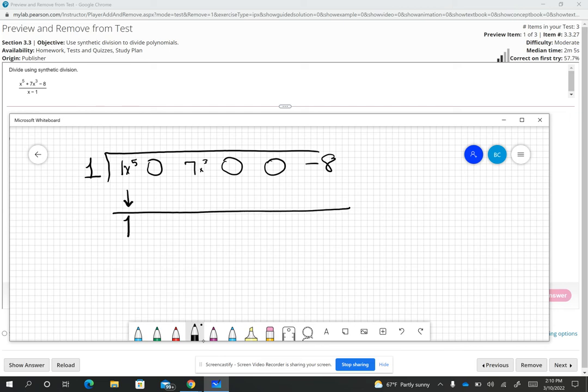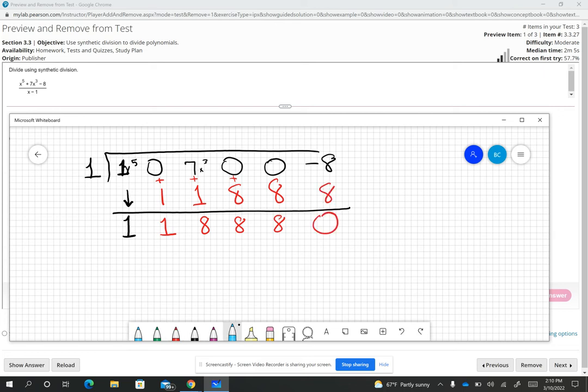We're going to bring our 1 from our coefficient there down, and then we're going to start our multiply and add sequence. So we're doing synthetic division. Multiply, 1 times 1 is 1, and then add, we get 1. 1 times 1 is 1, and add, I get 8. 1 times 8 is 8, add, I get 8. 1 times 8 is 8, I add, I get 8. 1 times 8 is 8, I add, and I get 0.